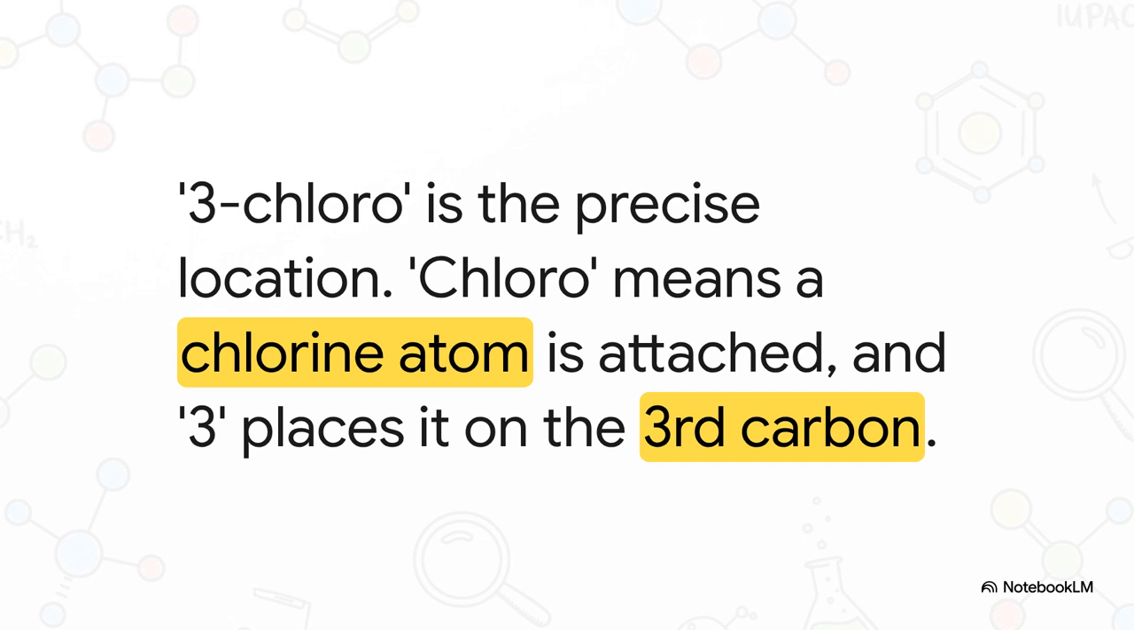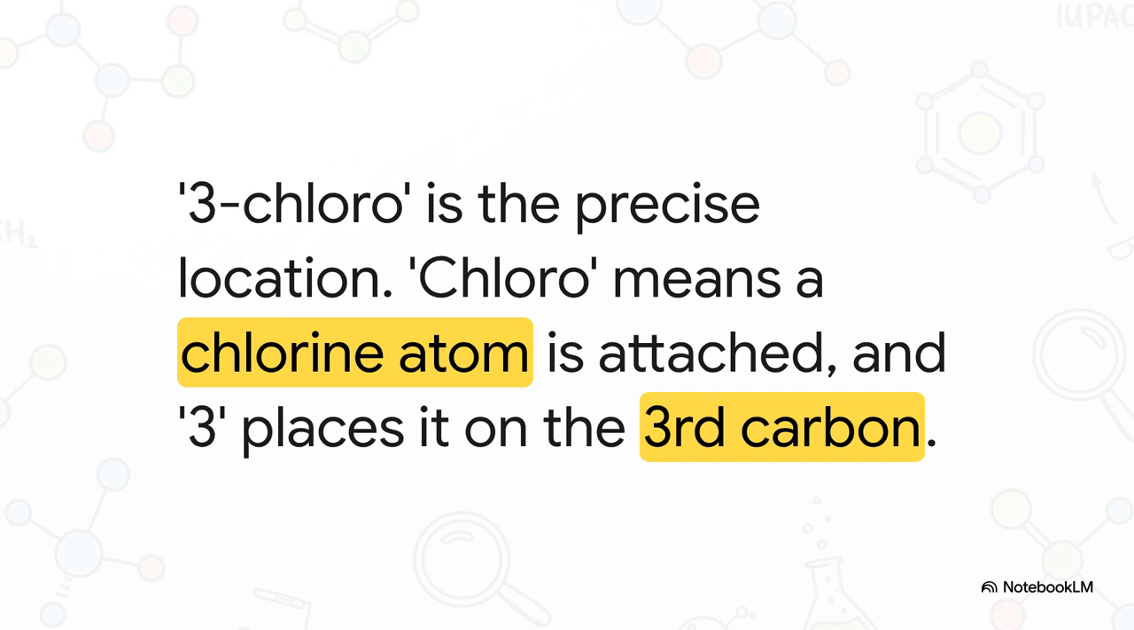And finally, let's look at the very beginning. 3-chloro. This is the house number and tells us what's sitting on the front porch. It tells us 2 things. Chloro means there's a chlorine atom, and that number 3 tells us exactly where it is, on the 3rd carbon atom of our 4-carbon chain.